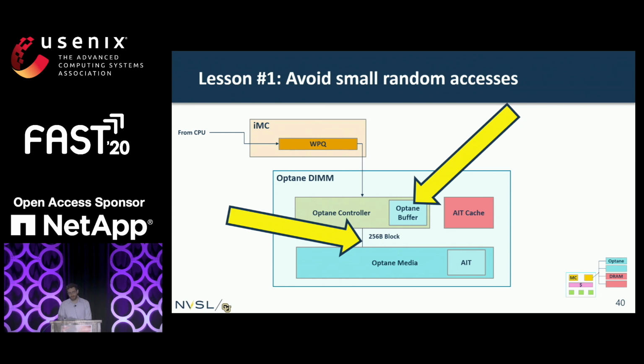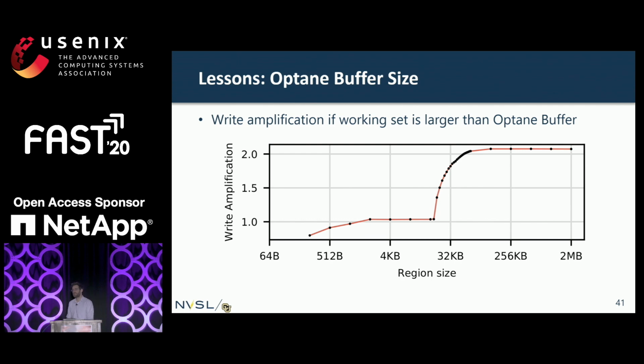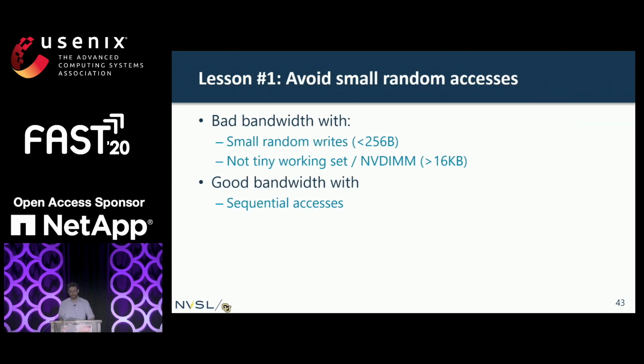Now, this buffer is used to merge adjacent accesses. So if we vary our working set size, we can figure out how large this on-device buffer is, and it turns out it's about 16K. So even if you don't do sequential accesses, if your working set size is extremely small, you're still going to get good bandwidth out of the device because you're not going to suffer access amplification. And this is basically equivalent to sequential accesses because the working set size is relatively small. So lesson 1 is to avoid small random accesses.